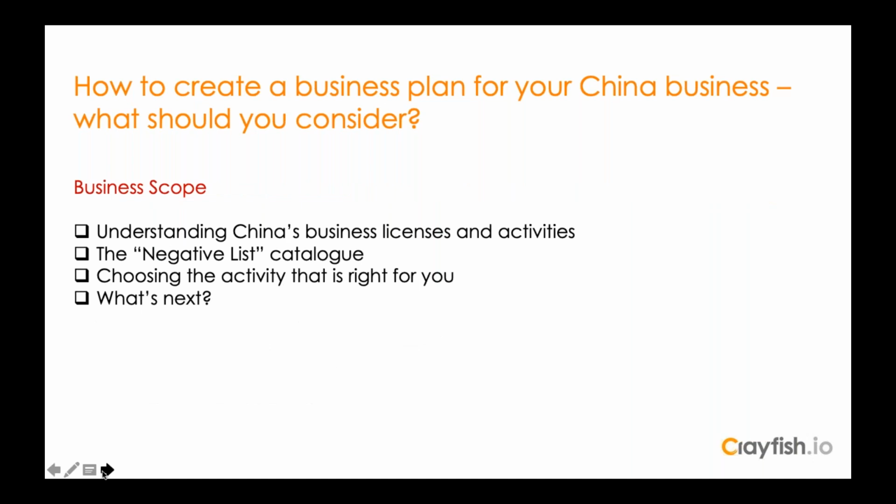So the first thing we're going to look at today is the business scope. When you're creating your business plan, the key thing is understanding what you can do in the Chinese market. Because quite frankly, there's no point creating a business plan if you realize you can't actually physically establish an entity in China, or you can't physically do the business you want to do in China. So the first thing that you've got to look at is understanding China's business licenses and activities. And the first step in doing that is looking at the negative list catalog.